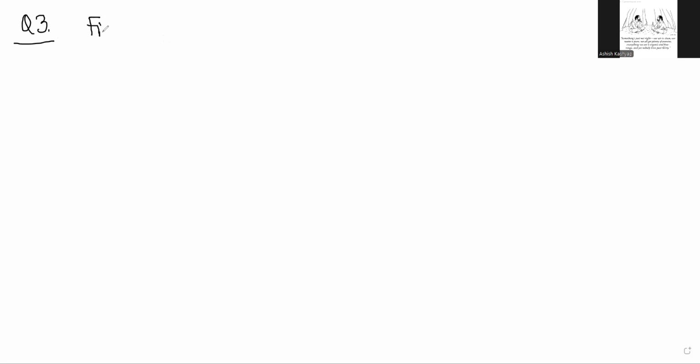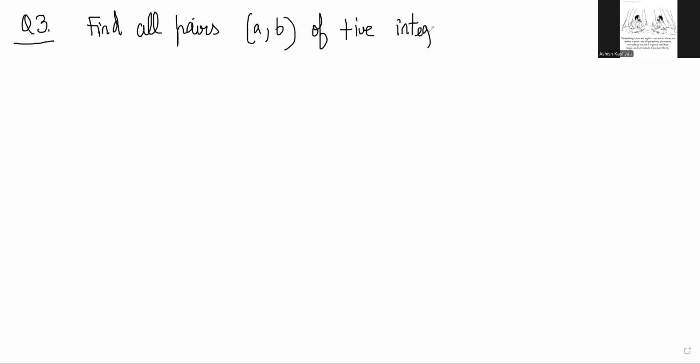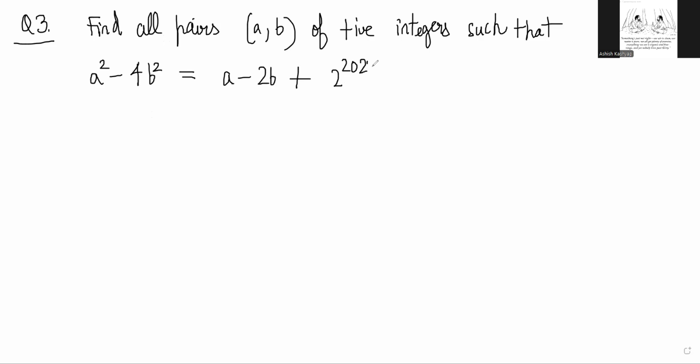Find all pairs a, b of positive integers such that a square minus 4b square is equal to (a minus 2b plus 2) to the power 2022. This is an actual Olympiad problem. I'm forgetting the country. I think it's Poland. It's an Olympiad problem. Let's see how to approach this. All pairs a and b of positive integers such that this happens.